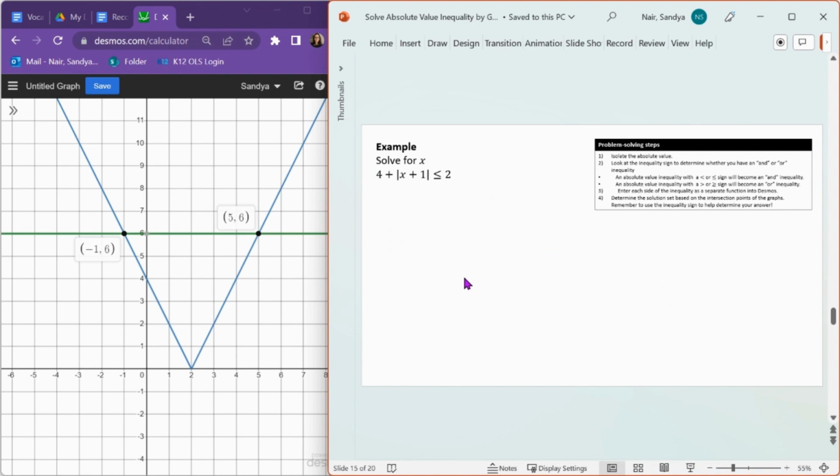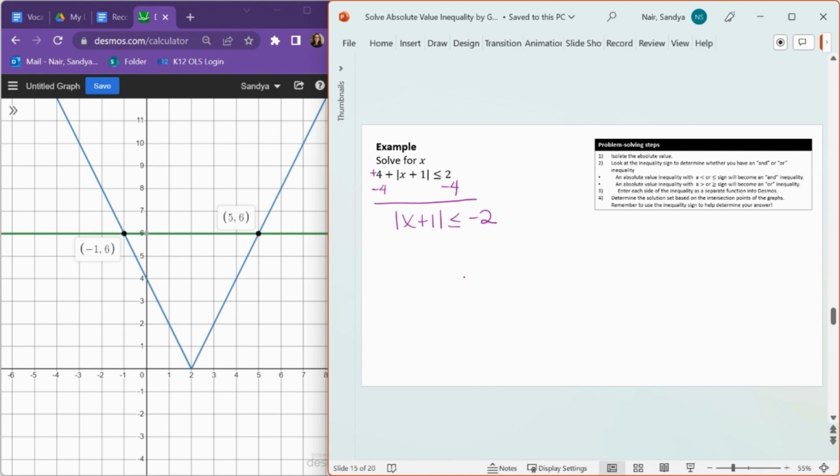So now let's try this example. Let's solve for x. So we have 4 plus the absolute value of x plus 1 is less than or equal to 2. So notice that my absolute value has not been isolated. So I'm going to start off by subtracting 4 from both sides, right? Because this is a +4. So to move it away, I need to subtract 4 from both sides. So I have the absolute value of x plus 1 is less than or equal to -2.